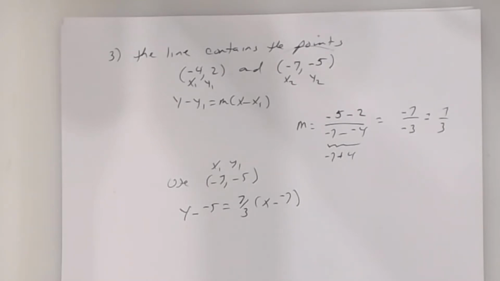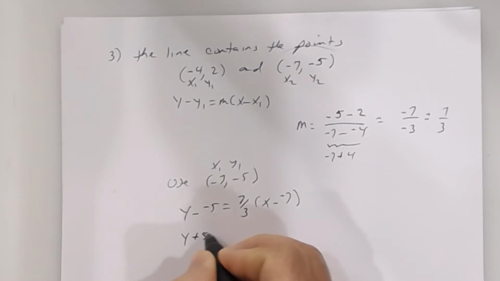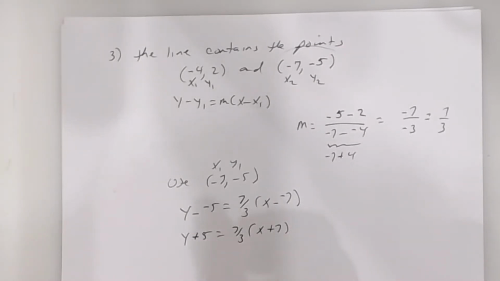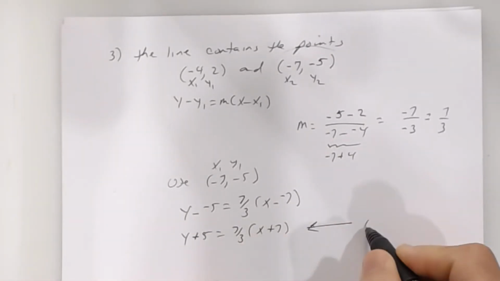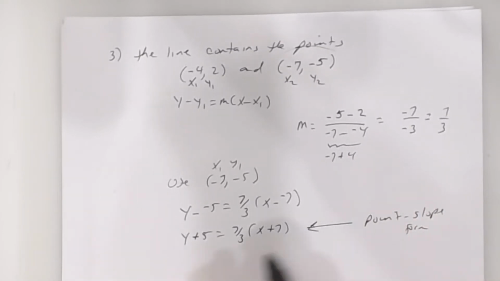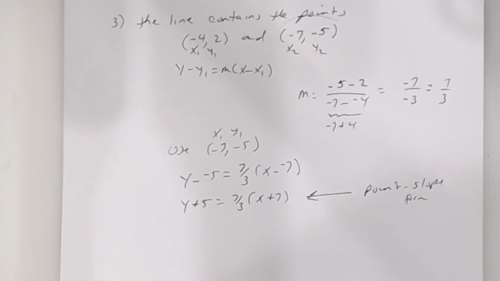Now you don't want to leave it like that because you need to rewrite subtracting a negative number as an addition problem. So this becomes y plus 5 equals 7/3 times x plus 7. So in my math lab, this would be point slope form. That would be the answer you would write. Okay, so use this as your answer. Now you've got to write your answer in slope-intercept form though. So that's where you do what? Well, the idea is to do what though? Get what letter by itself?